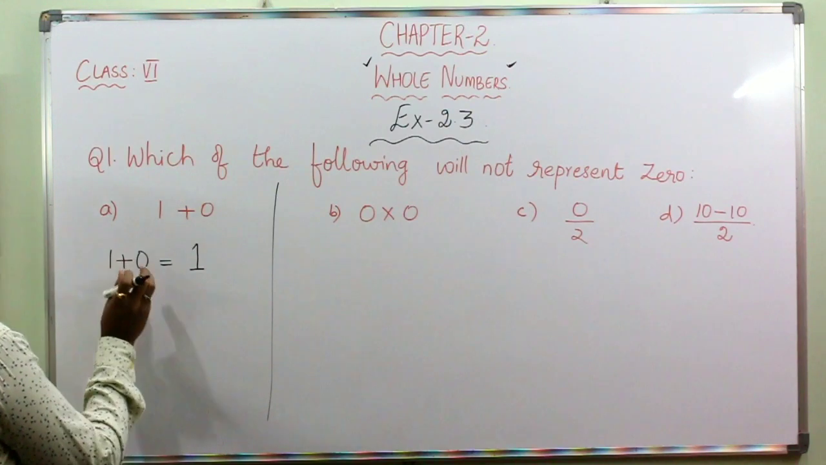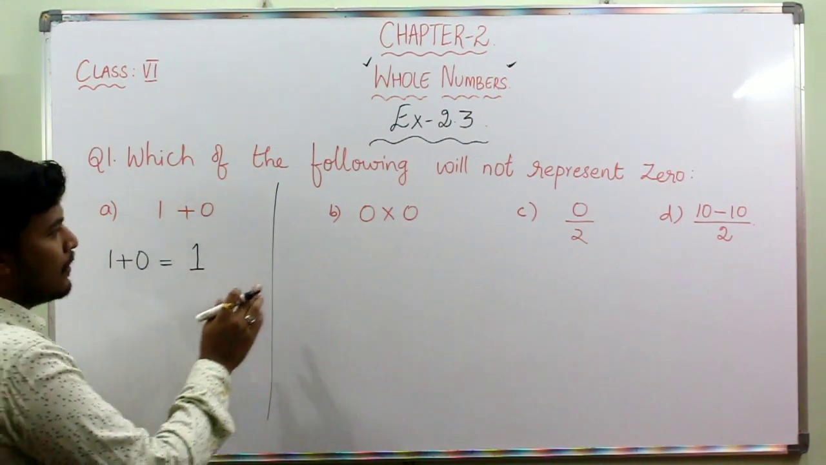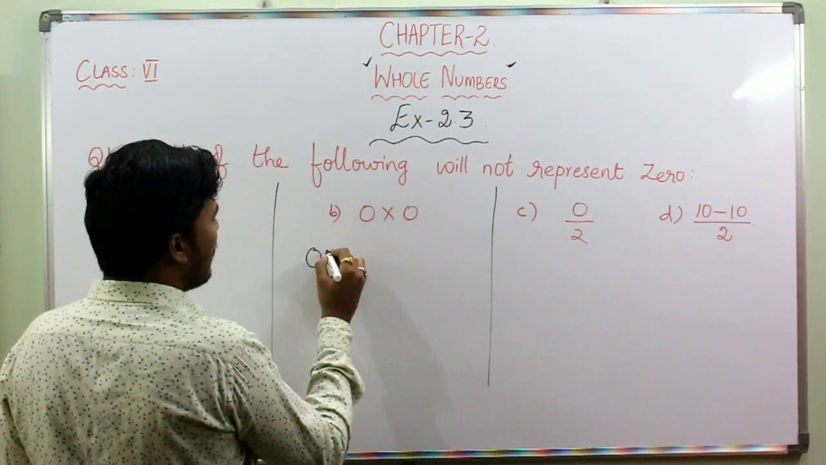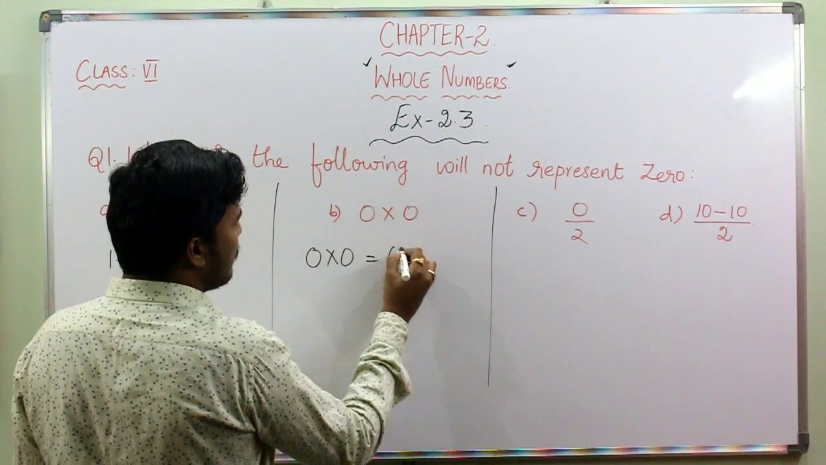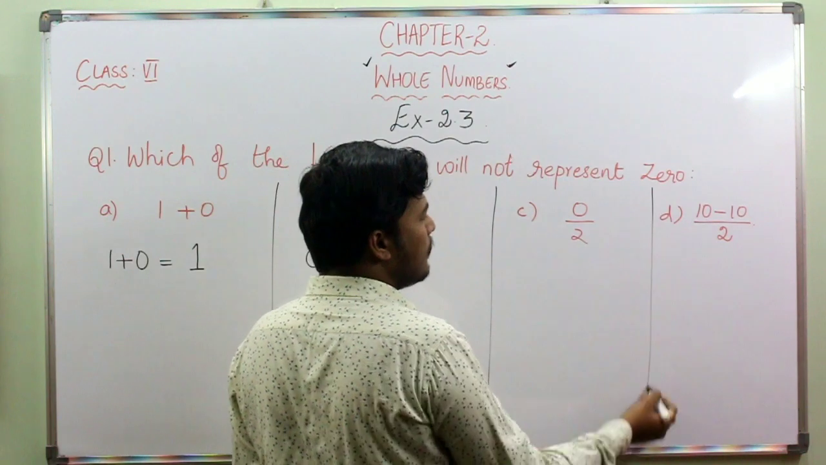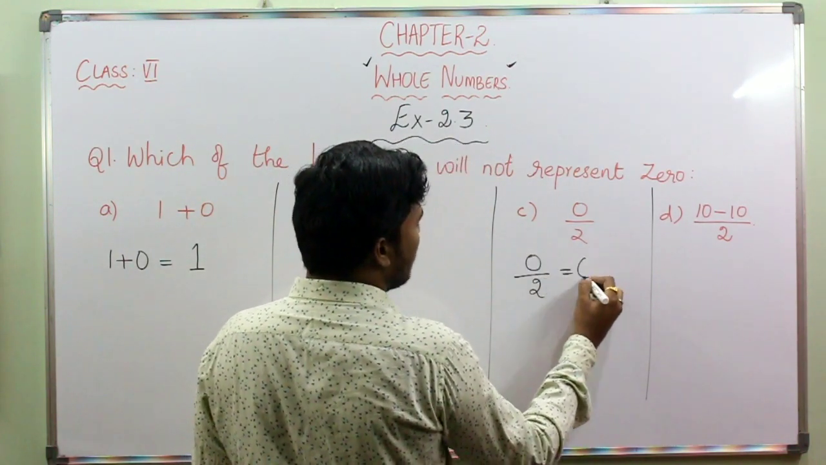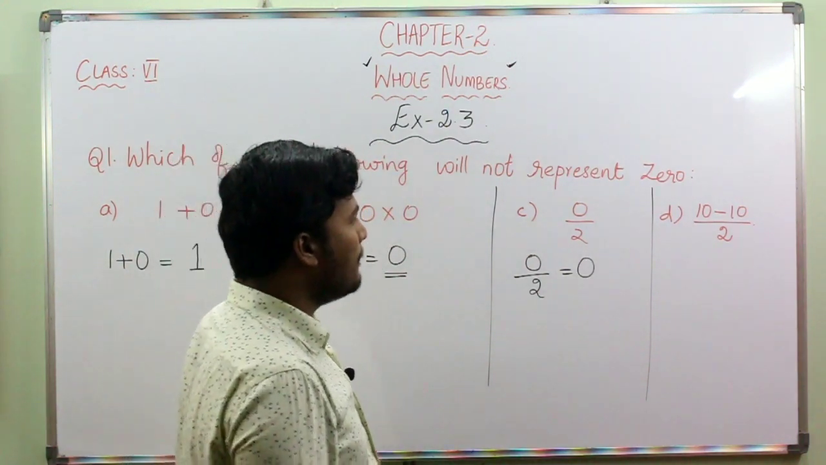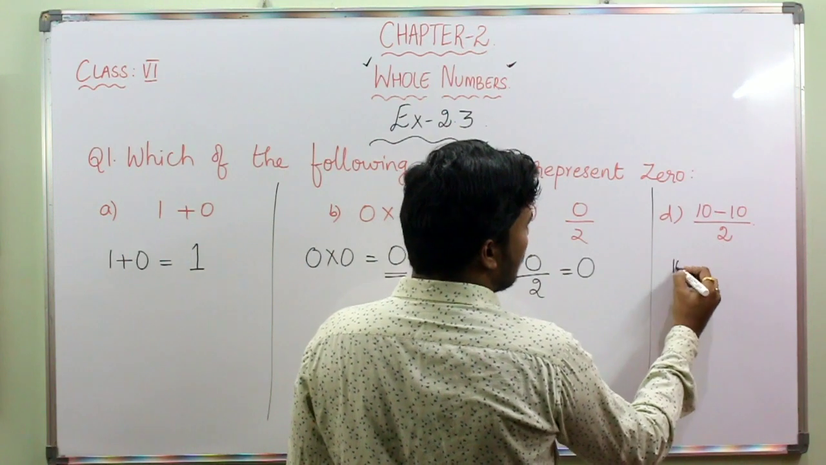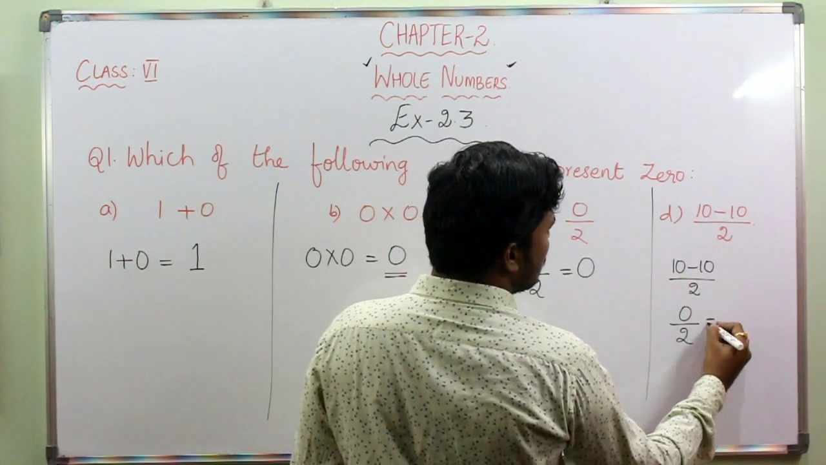If I add 0 to any number, I will get the same number as the answer. The second one is 0 into 0. Any number multiplied with 0 will become 0. So 0 into 0 is also 0. The next one is 0 divided by 2. If I divide 0 by any number, I will get the result as 0. And the last one, that is 10 minus 10 by 2. 10 minus 10 is 0, and 0 by 2 will become 0.